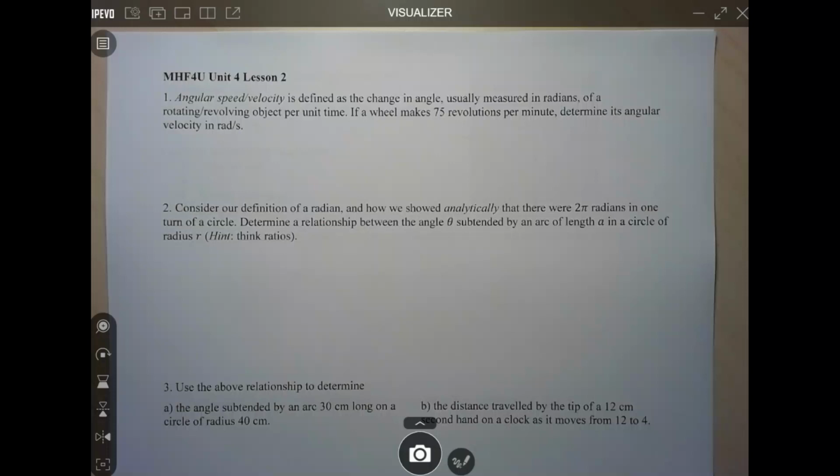Hi, folks. This is lesson 2 from Unit 4. So we're going to continue our work using this idea of radians as a measure for an angle. And now we're going to talk about something that's called angular speed or velocity.